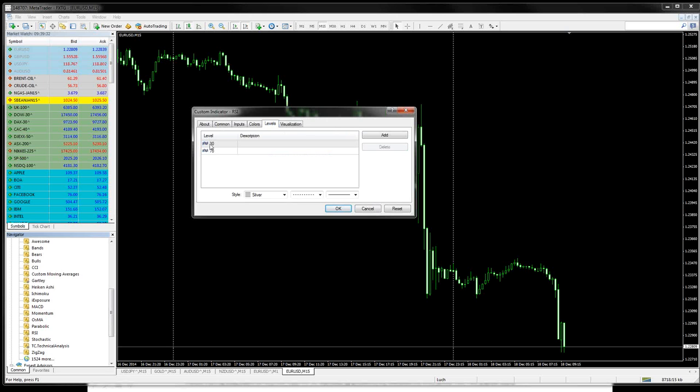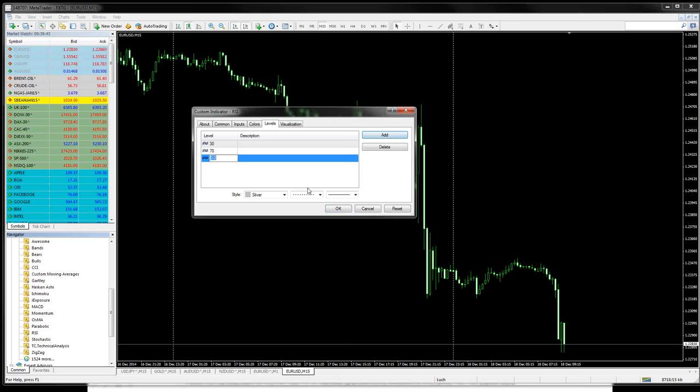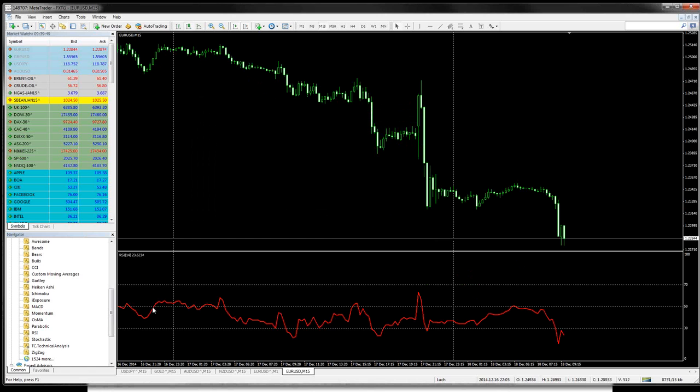And your levels, as I said previously, the default levels are 30 and 70. And if you'd like to add the 50 line, just press add. You type in 50, and then you press OK. And OK, and there's the RSI indicator, as you can see here, a bit of a squiggly or wiggly line, or whatever you want to call it.